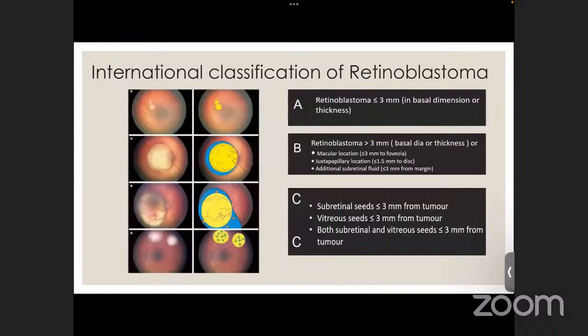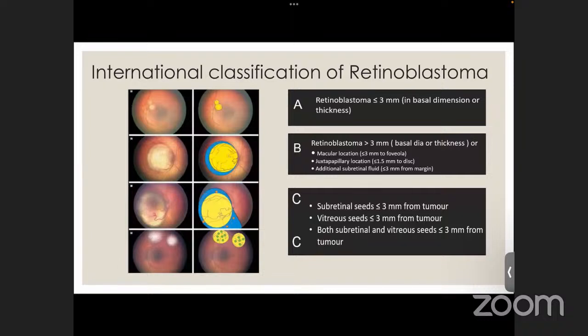Then for the tumor grouping, we have the International Classification of Retinoblastoma. We have 5 groups. In group A, when the tumor is small, less than 3 mm, it comes in group A. When the tumor is large, more than 3 mm, it comes in group B. Also, any size of tumor near the macula, in a juxtapapillary location, or with subretinal fluid within 3 mm of its margin, will come in group B.